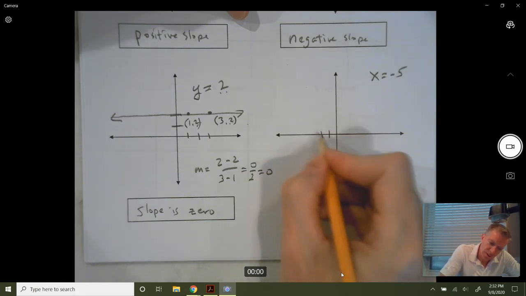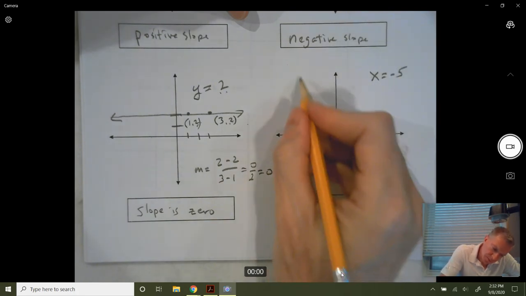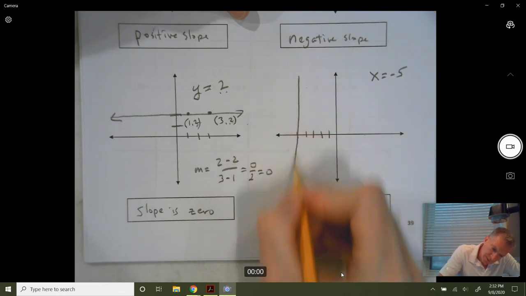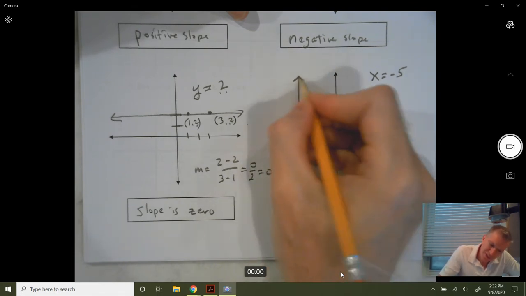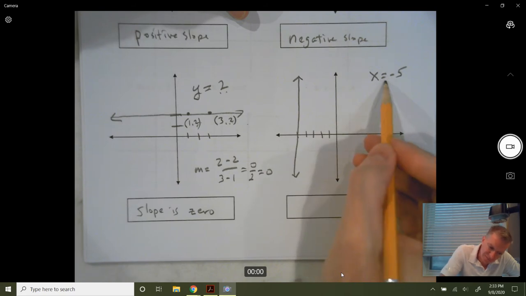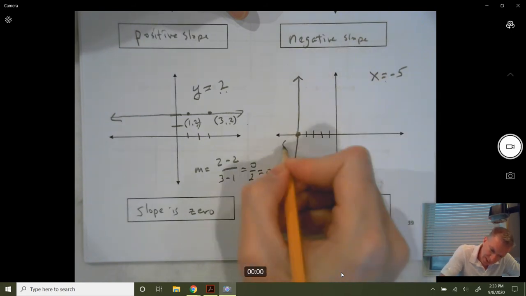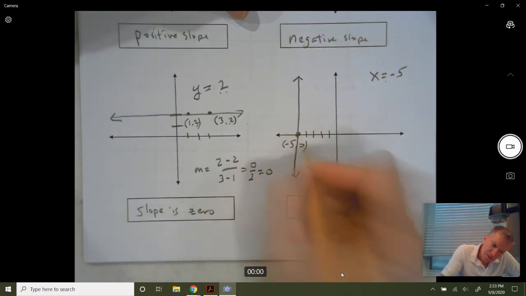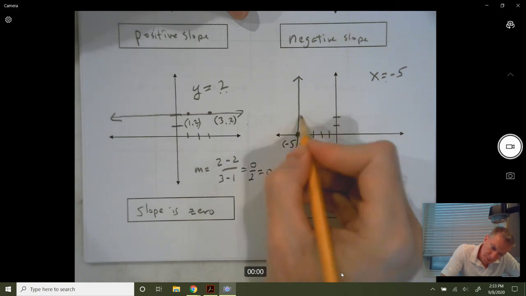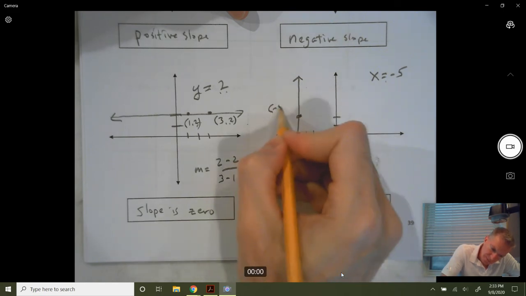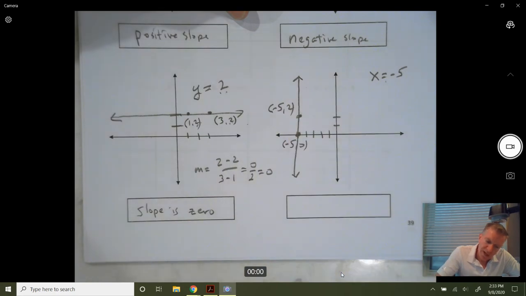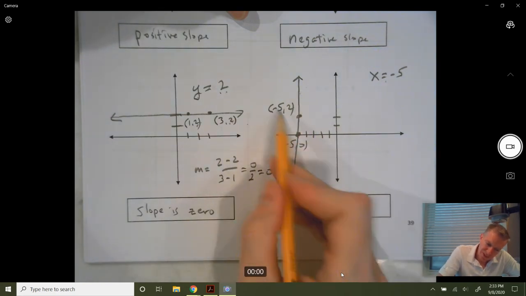1, 2, 3, 4, 5. Then we have a vertical line. Okay, because for every point on this line, the x is always negative 5. You could talk about this point, negative 5, 0. Let's go up 2. This would be negative 5, 2. Every point on this line, your x value is negative 5.